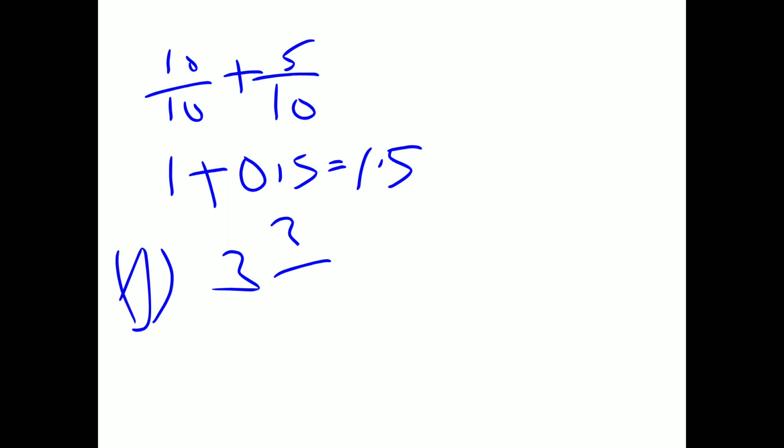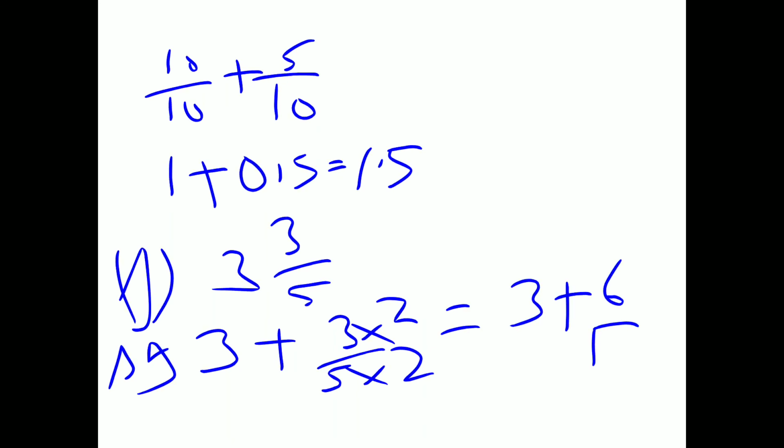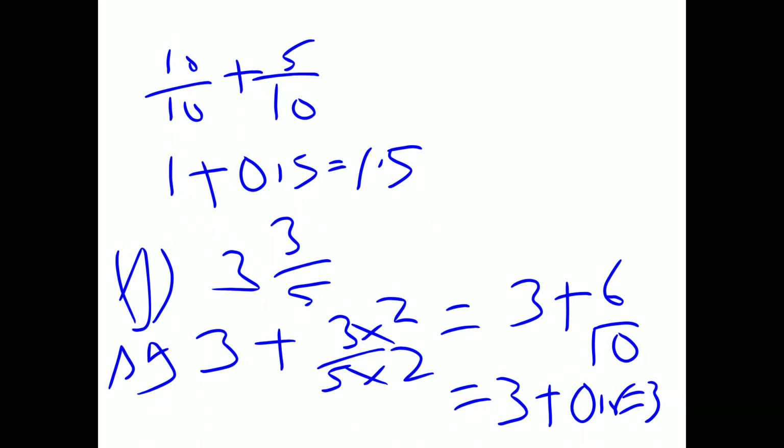3, 3 by 5. So this 3 will come as it is, plus 3 by 5 you have to multiply with 2. Clear? It will become 3 plus 6 by 10. So it will be written as 3 plus 0.6, which will be equal to 3.6. Clear, students? Whichever part is left, that will be the homework for you.